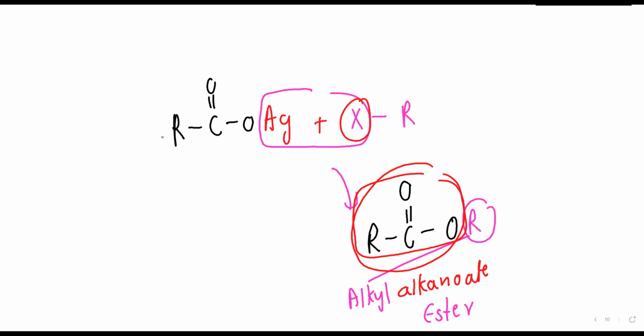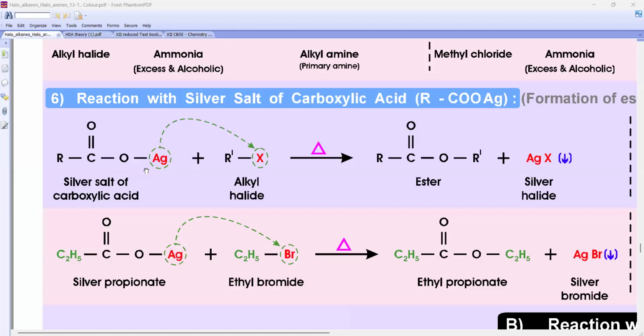Okay, so look, let us study the reaction. Can you see, beta, we are doing alkyl halide. This is silver salt of carboxylic acid. I have taken one example. This is silver, and how many carbons are there in total? 3. So it is a derivative of propionic acid, so silver propanoate. This is ethyl bromide. So Ag and Br will go, ethyl will come here.